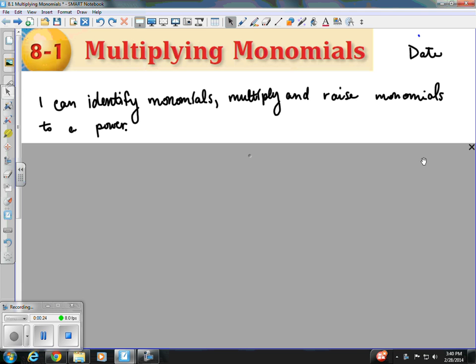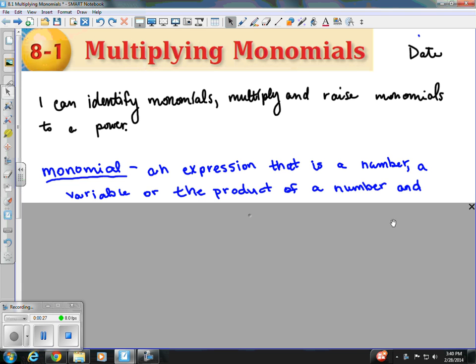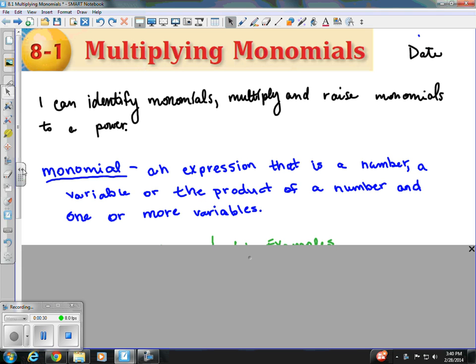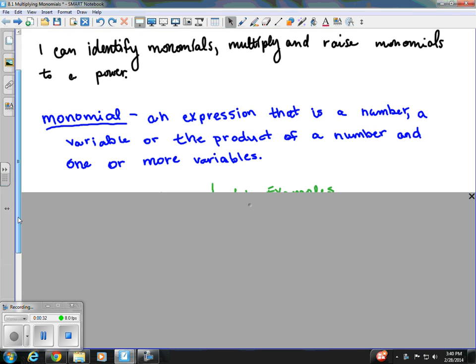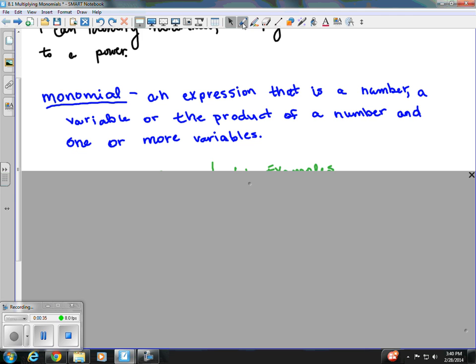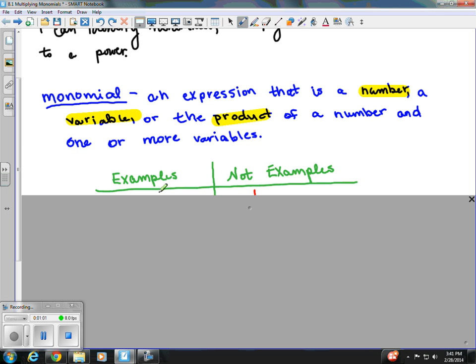So we need to first look at what a monomial is. A monomial is an expression that is a number, a variable, or the product of a number and a variable. So it can be just a number, just a variable, or the product of both. Remember, the product means you're going to multiply. So it's multiplying a number and a variable, and that's shown by writing them side by side. Next, we're going to look at examples of monomials and what are not monomials.